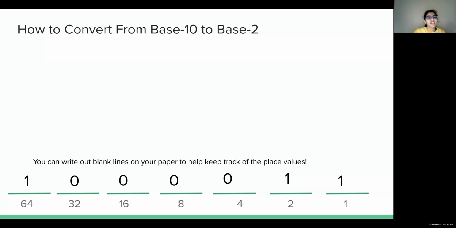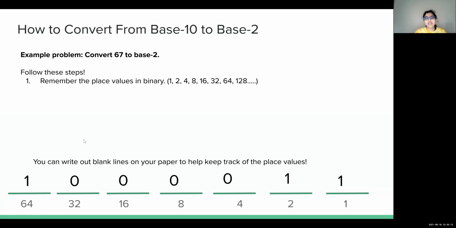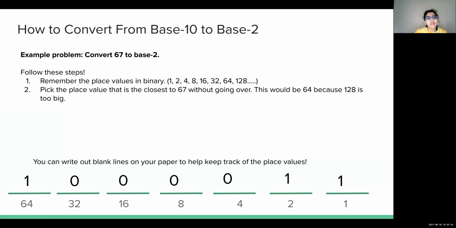Okay, so how to convert from base 10 to base 2? We already did this, but make sure that you write out the lines to keep track. It's just the same thing. To convert 67 to base 2, you would follow these steps. Remember the place values in binary, then pick the place value closest to 67 without going over. This would be 64, because 128 is bigger than 67.